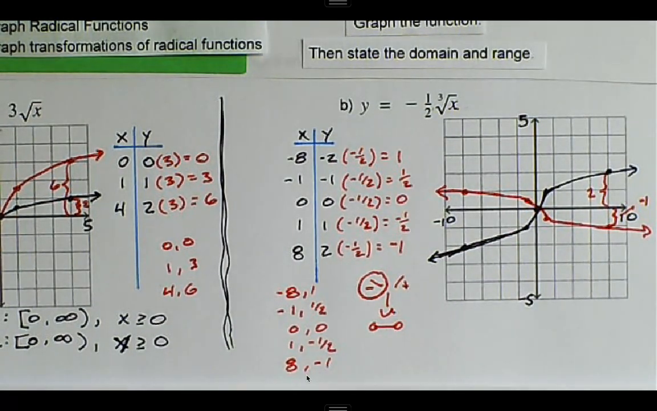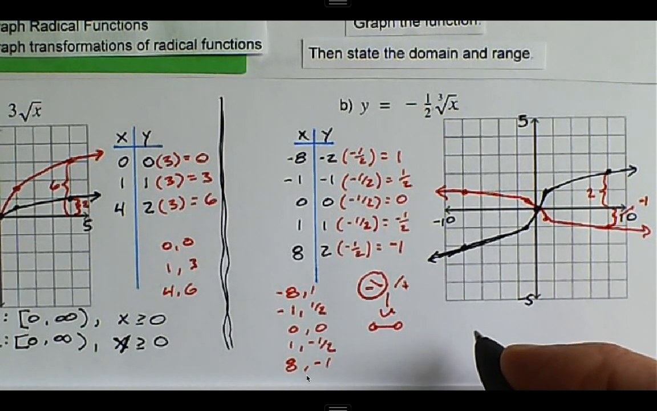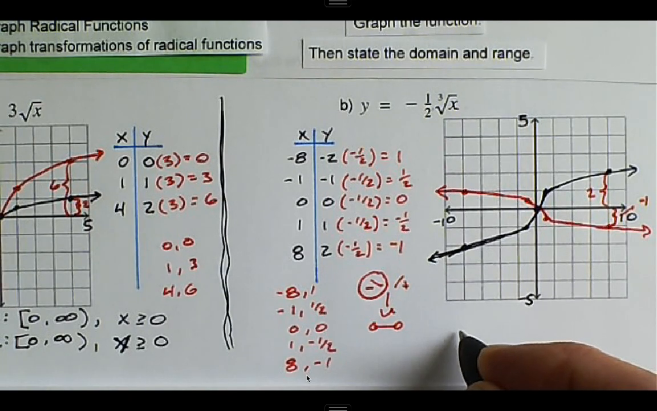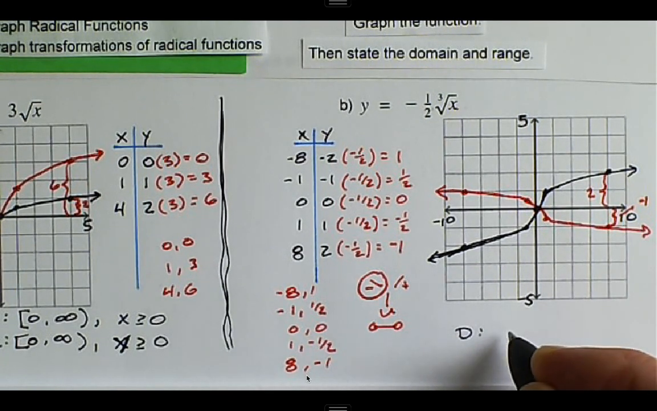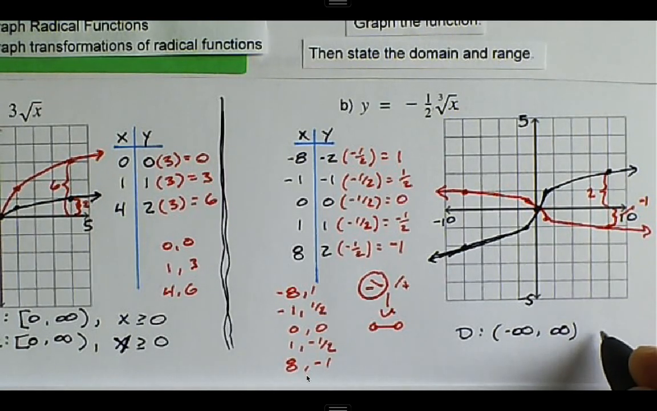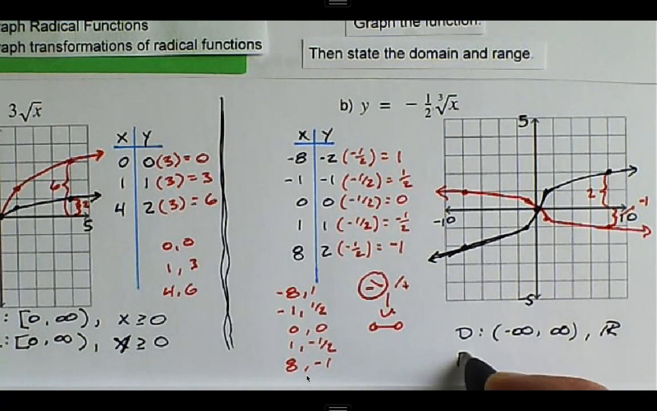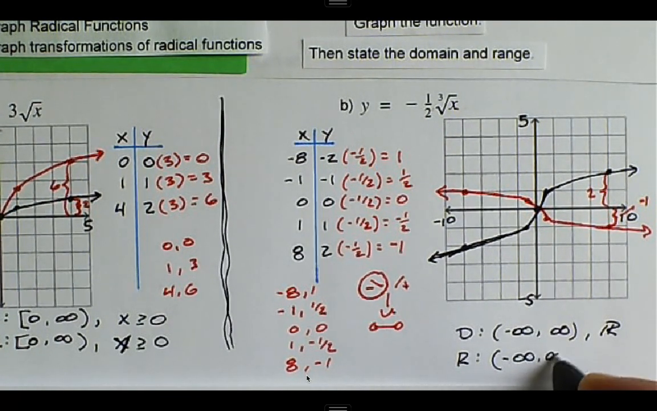The last thing we have to do is the domain and range. For this, our domain and range is all real numbers. So if we're going to talk about interval notation, we're going to start at -infinity for the x, and we're going to go to +infinity. Or we can say all real numbers. And the range is the same thing, all real numbers.